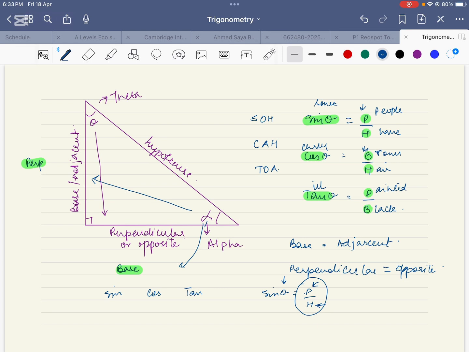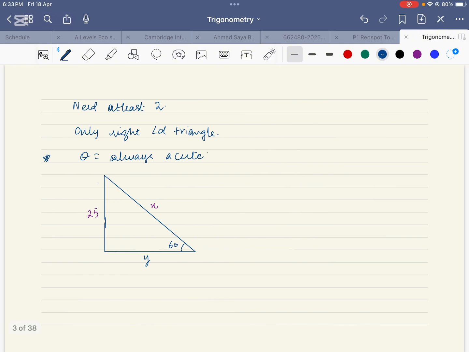Would we be using sine theta always? No, it depends on which side is given to us. So let's have a look at the example. For example, if this is a triangle and we have a 60-degree angle, one side is equal to 25 and the hypotenuse is unknown, which we have to find out. Also one side we have to find out. So here in this case, y is equal to base and 25 is equal to perpendicular. So what is given to us? We are given an angle and one perpendicular.